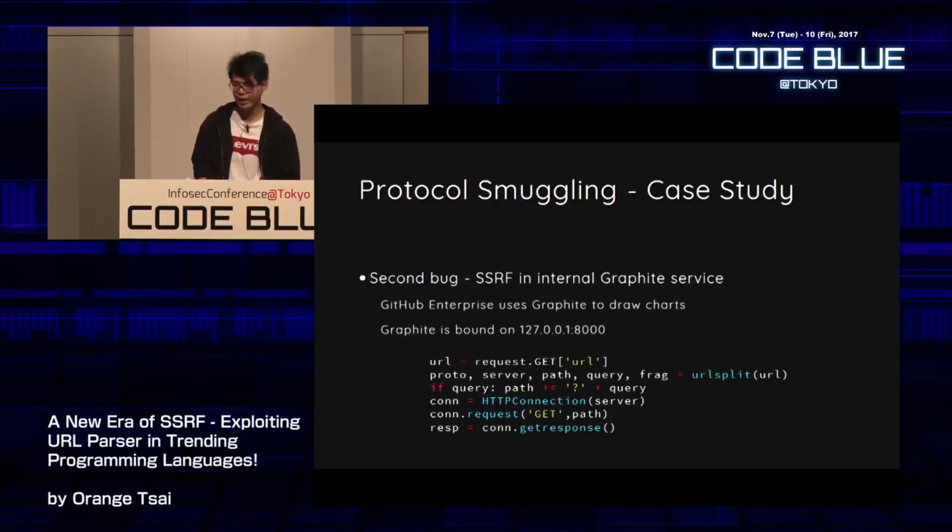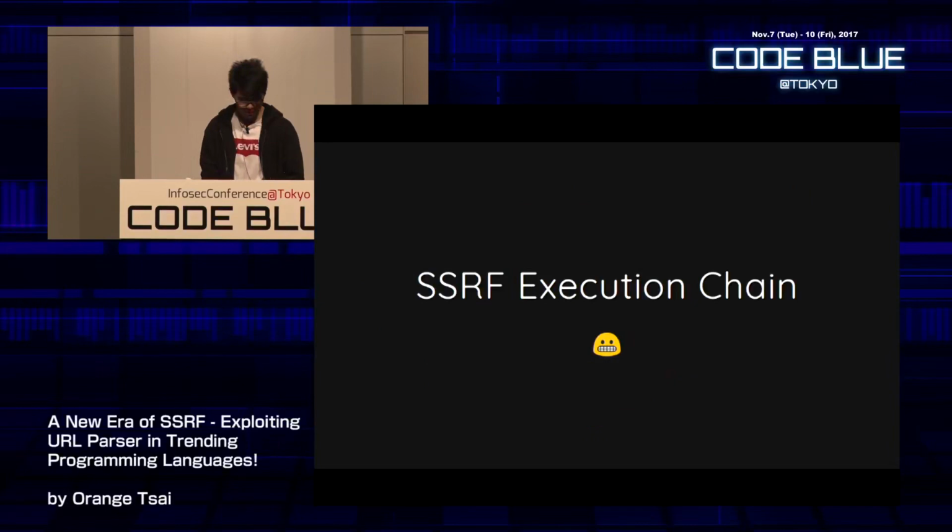Of course, we found another SSRF here. The second SSRF is simple. Graphite just fetched the URL from the GET parameter. So we have two SSRFs now, and we can combine these two SSRFs into an SSRF execution chain. And we successfully switched a POST-based SSRF into a GET-based SSRF.